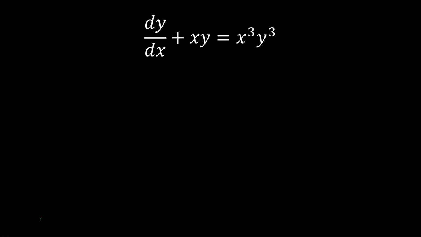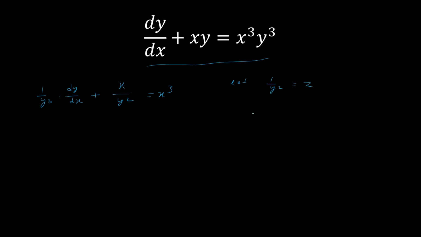We have this problem. This is actually a Bernoulli's form of equation. To solve it, first we have to reduce it to a linear form of equation. To reduce it, we write 1 by y to the power 3 dy/dx plus x by y square is equal to x cube. Now let 1 by y square be equal to z.